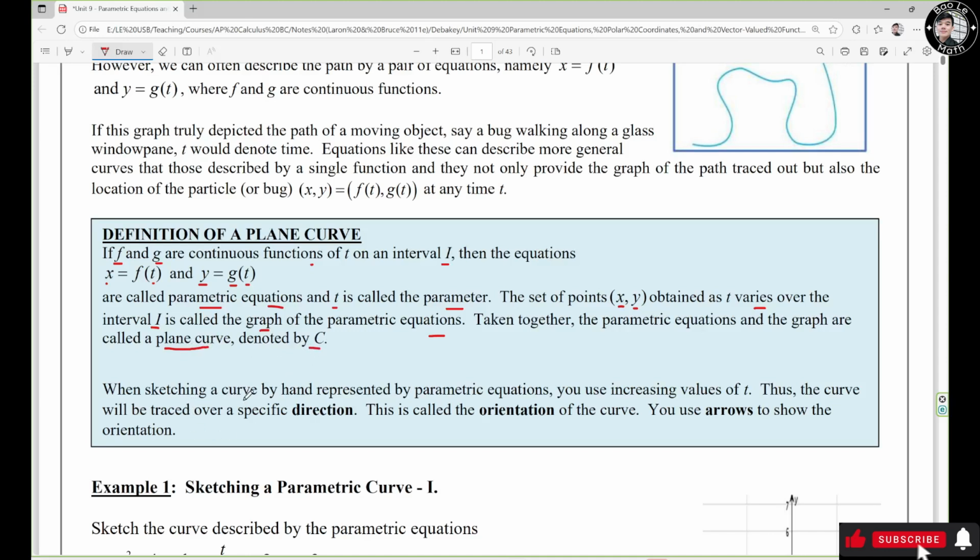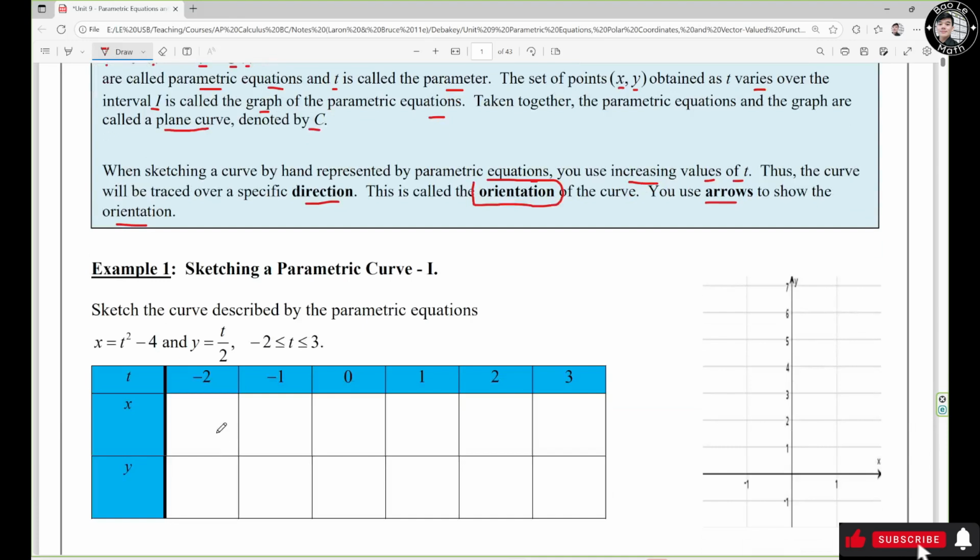When sketching a curve represented by parametric equations by hand, you use increasing values of t. Thus, the curve will be traced in a specific direction. This is called the orientation of the curve. You use arrows to show the orientation. Alright, so let's take a look at the first example.